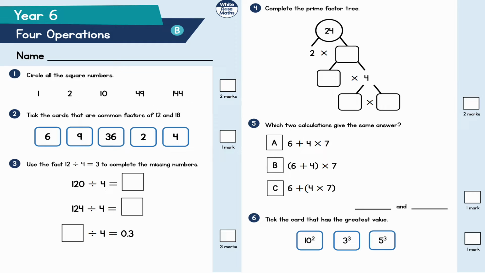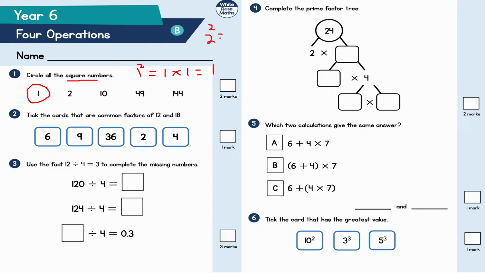It says circle all the square numbers. Now, square numbers just means that if I multiply a number by itself, I get a square number. So if I have 1 to the power of 2, this means 1 squared, which means 1 times 1. So I take the number and multiply it by itself just once. 1 times 1 is 1. So 1 is a square number because I can take the square root of that number and get my original number. The next one would be 2 squared, which is 2 times 2.